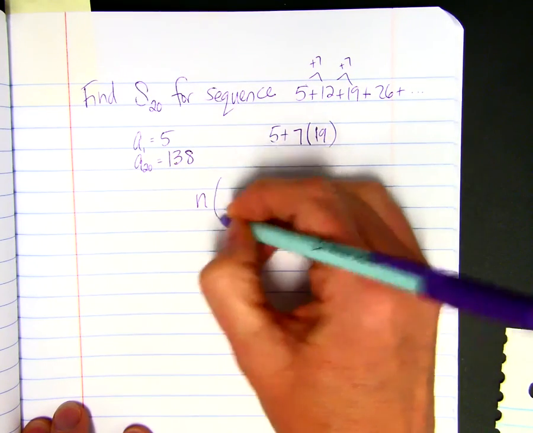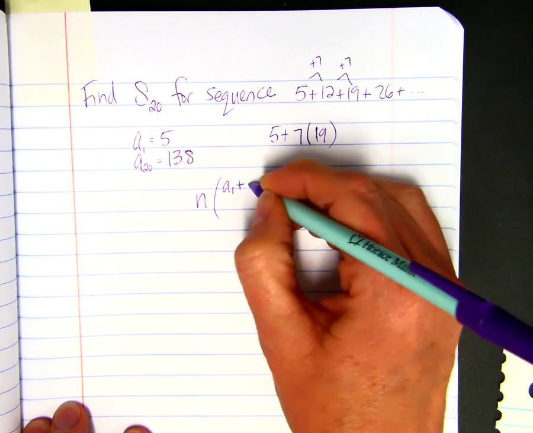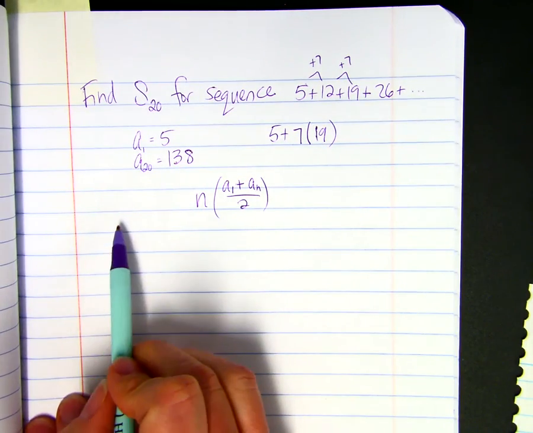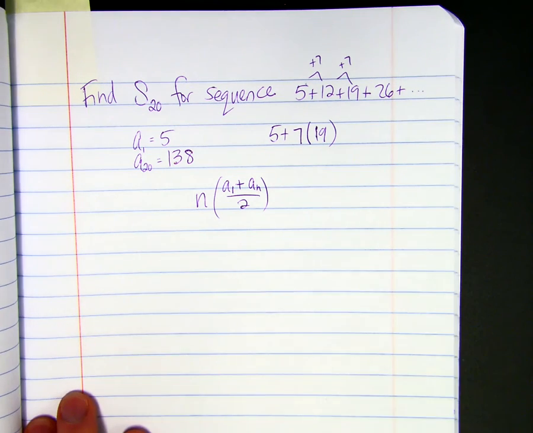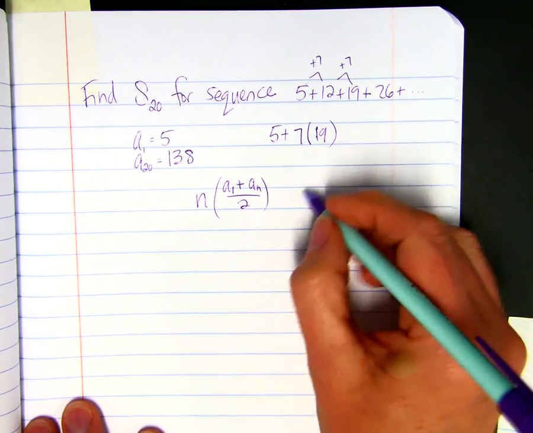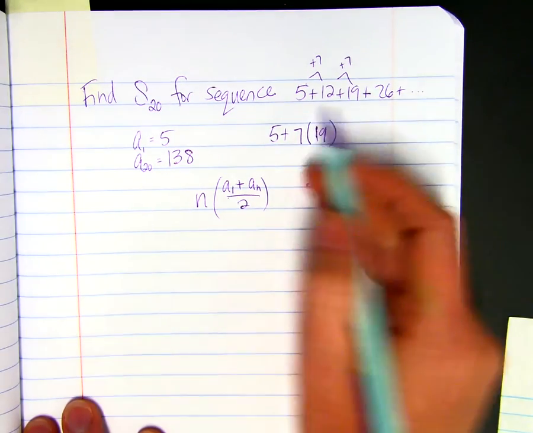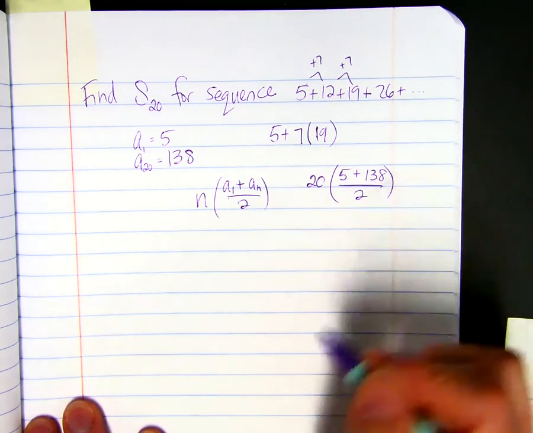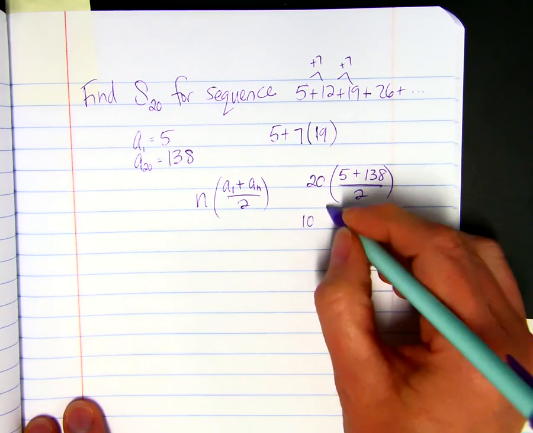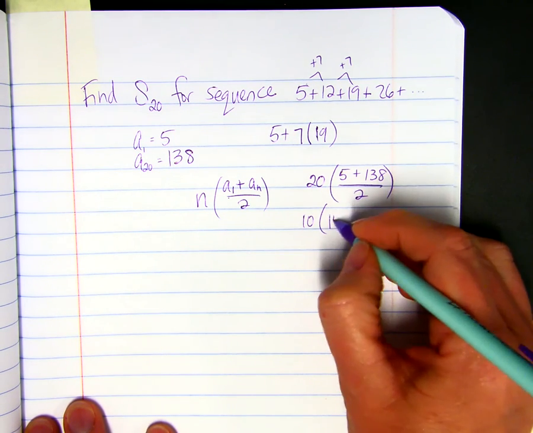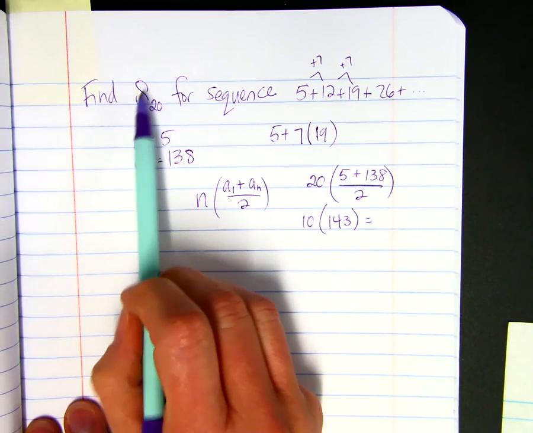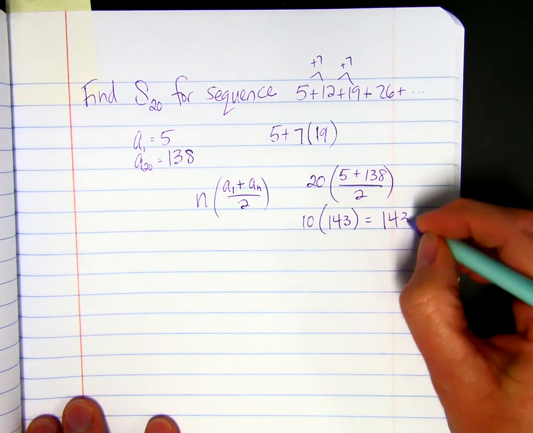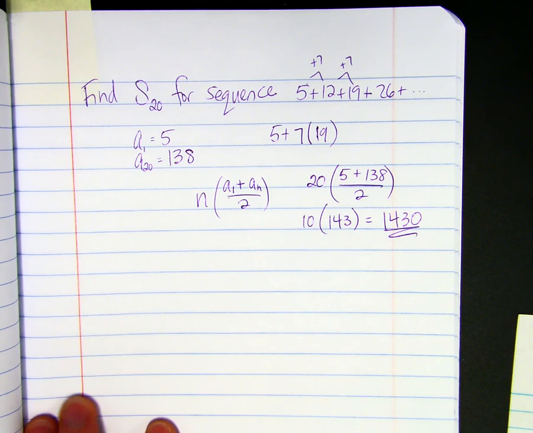Okay. So n, and then it was a sub 1 plus a sub n divided by 2. So we know our a sub n is 138. So we want 20 terms. So we can do 20 times, and then we have our first term 5 plus 138 divided by 2. We can divide 20 by 2 and get 10 times 143. So the partial sum for the series up to 20 terms is 1,430. And that would give you your answer.